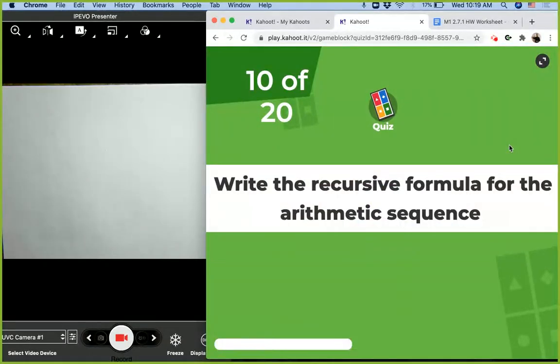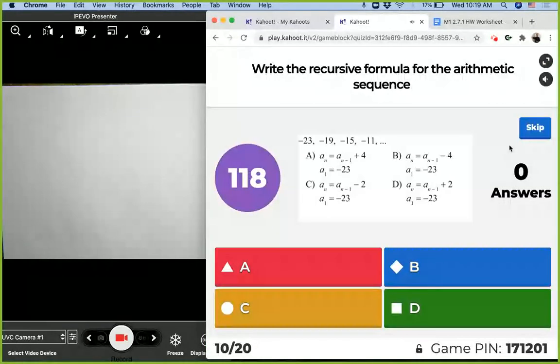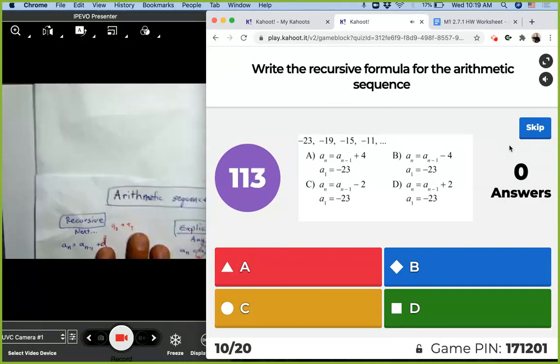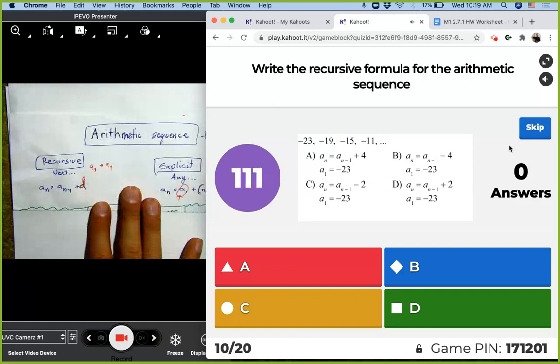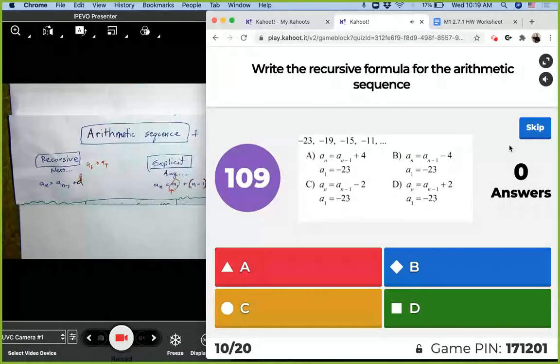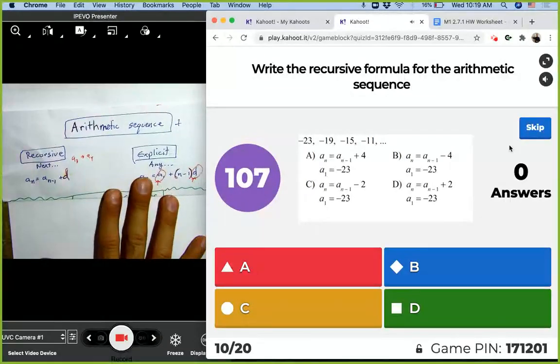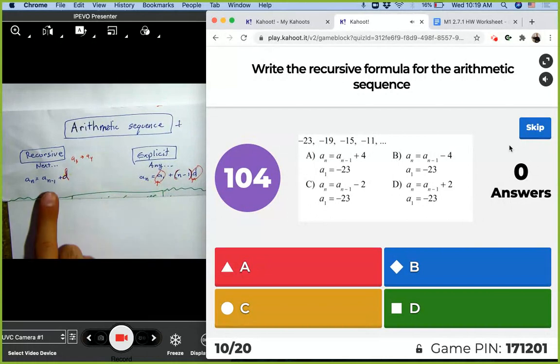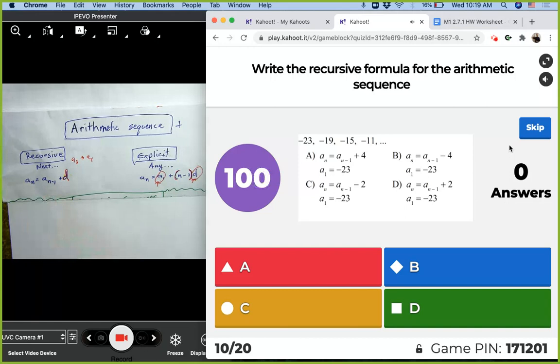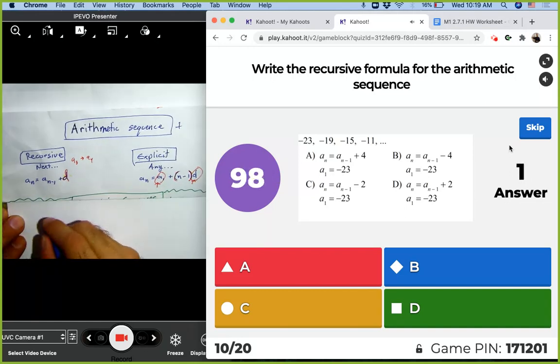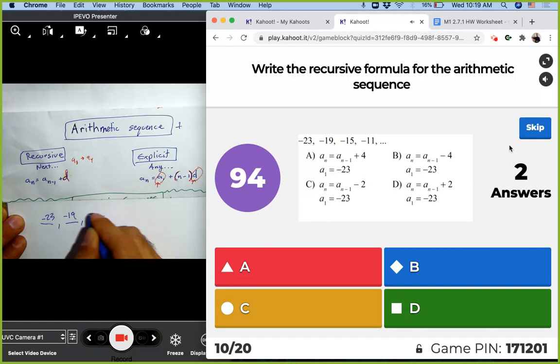All right. Write the recursive formula for the arithmetic sequence. So this is where, look at my, well, you don't have to look there. You can look here. Awesome. So we're told that it's an arithmetic sequence, which is addition. So I want to write a recursive formula for these values. Negative 23, negative 19, negative 15, negative 11.